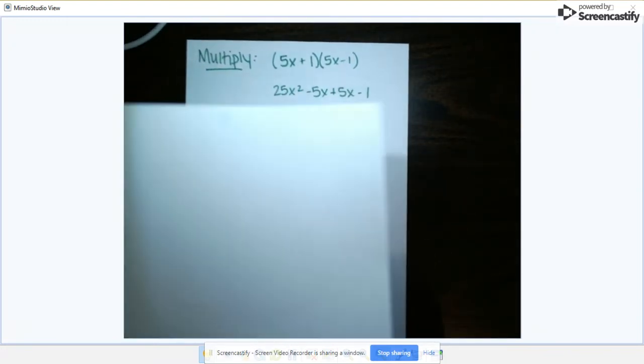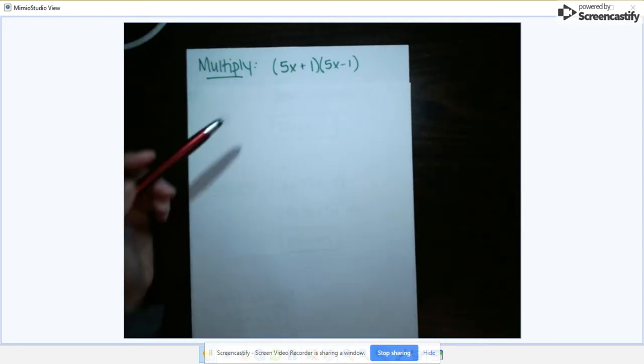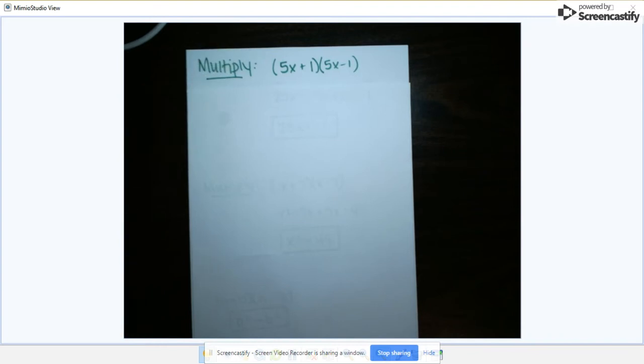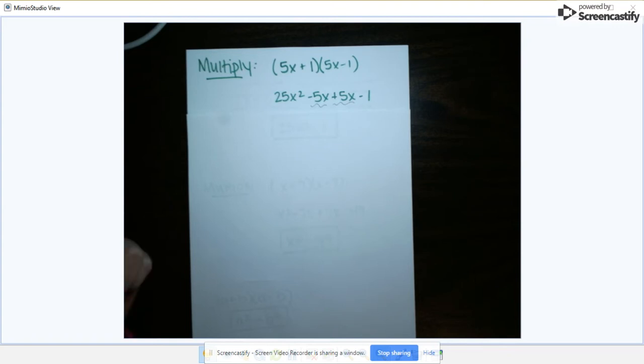Okay, now we have a different special case. So we have 5x plus 1 times 5x minus 1. You notice these parentheses look almost identical except for the sign in the middle. So here we're going to FOIL: 25x squared minus 5x plus 5x minus 1. Well, notice that minus 5x and plus 5x can be combined to 0. So they just cancel or go away. We're left with 25x squared minus 1.